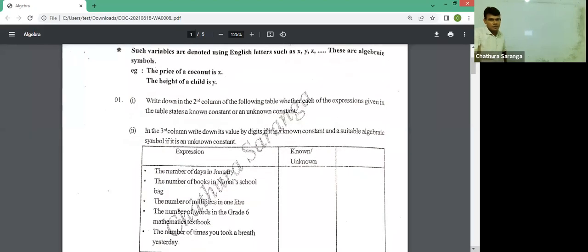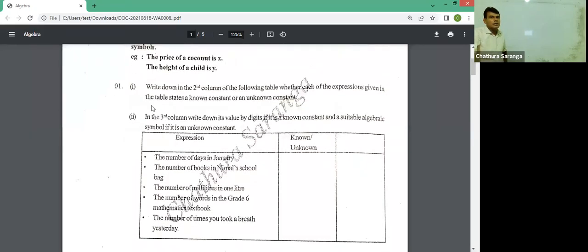Look at the first question. Write down in the second column of the following table whether each of the expressions given in the table states a known constant or an unknown constant. Here you have to write whether it is a known constant or an unknown. Write known or unknown.